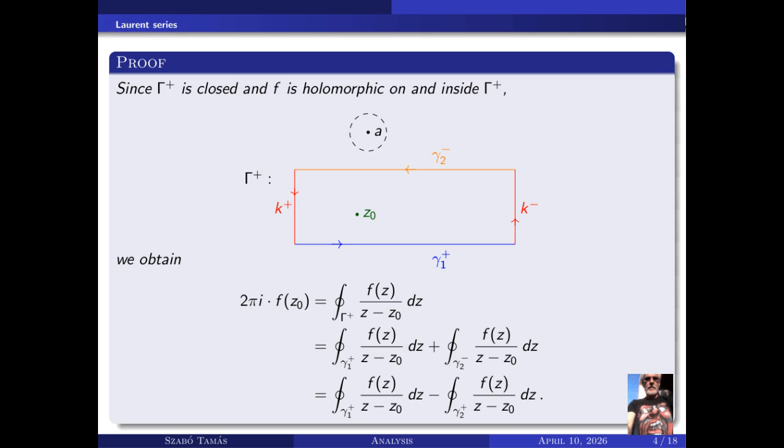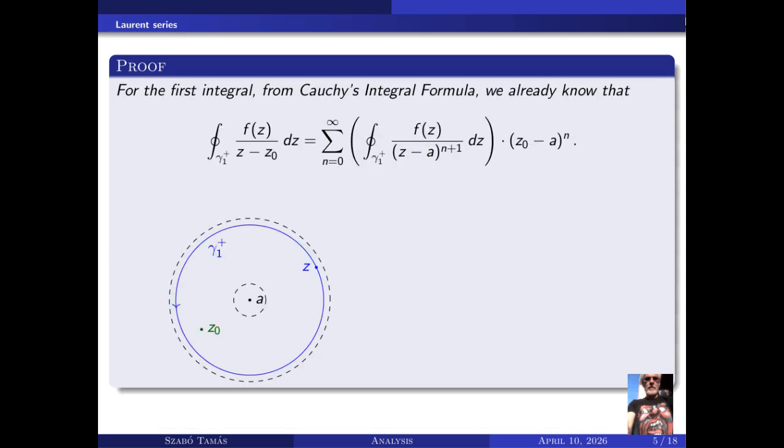For the first integral, from Cauchy's integral formula and the geometric series expansion, we already know that the contour integral over gamma 1 plus of f of z over z minus z0 dz equals the sum from n equals 0 to infinity of the contour integral over gamma 1 plus of f of z divided by (z minus a) to the power n plus 1 dz times (z0 minus a) to the n.